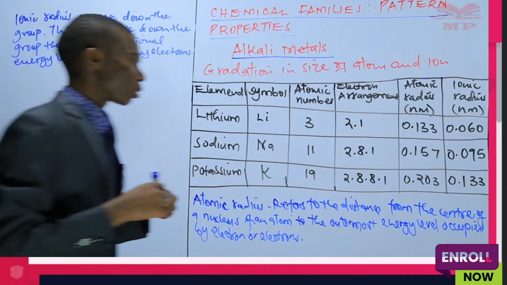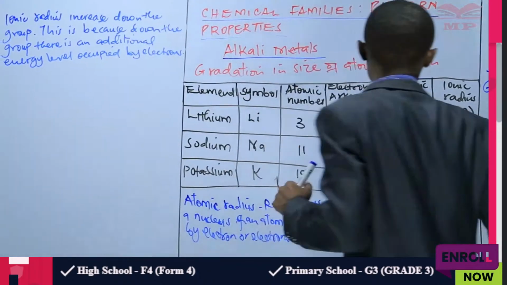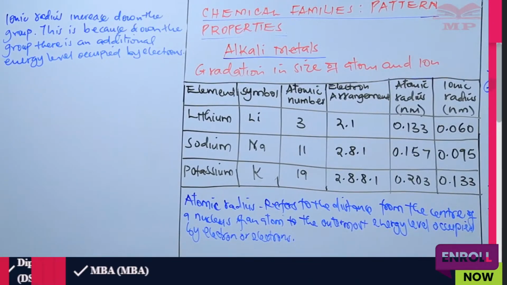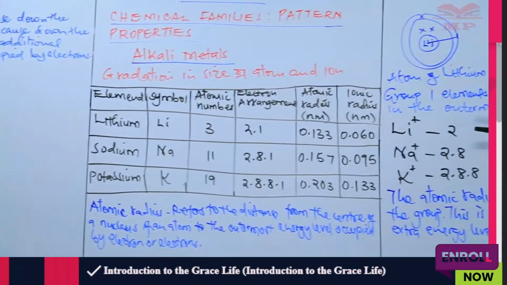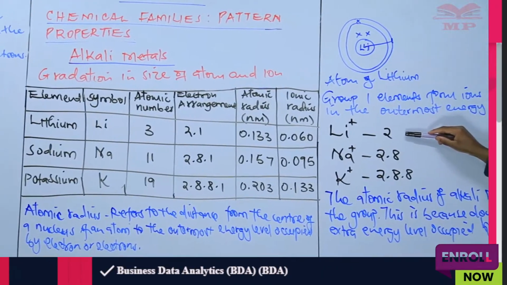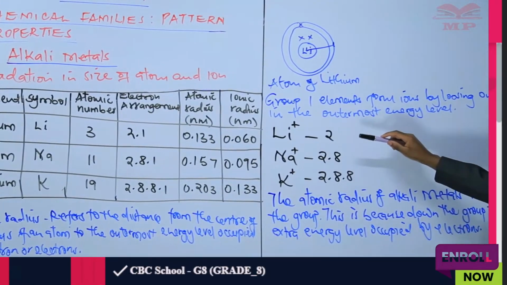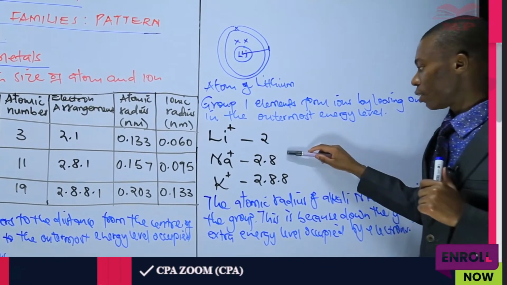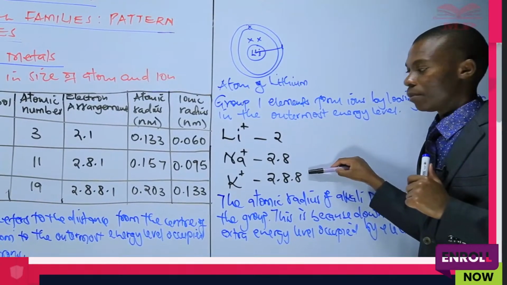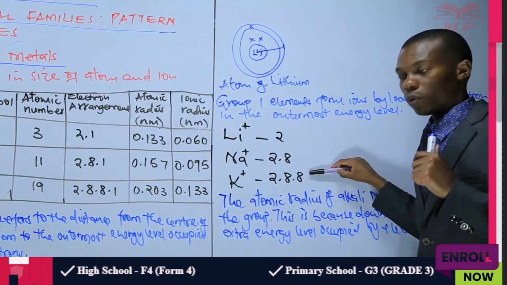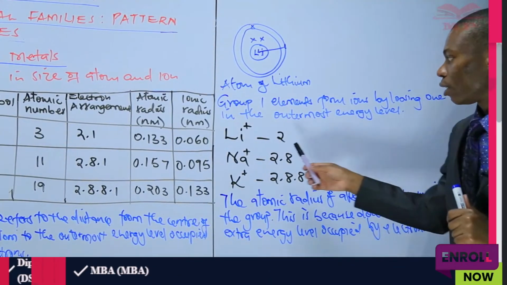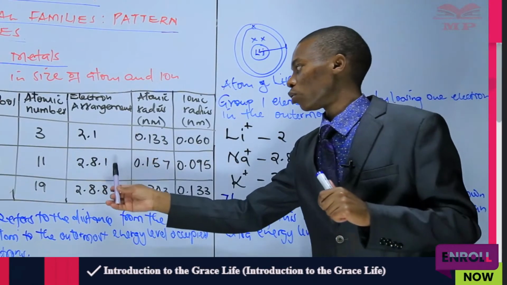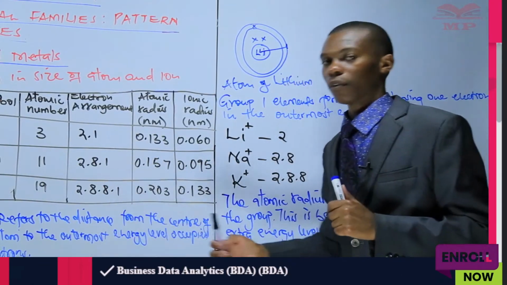And this can be explained using what I have written here: lithium, after forming ions, has been left with 1 energy level. Sodium, after losing 1 electron, has been left with 2 energy levels. Potassium has been left with 3 energy levels. And initially, lithium had 2, sodium 3, potassium 4.